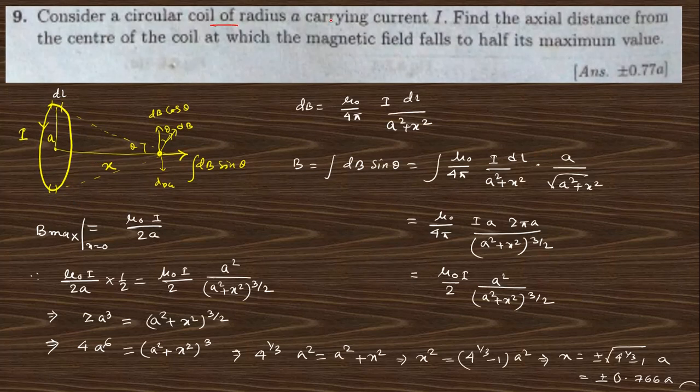Consider a circular coil of radius a carrying current I. Find the axial distance from the center of the coil at which the magnetic field falls to half its maximum value. So you need to find the distance at which the magnetic field will be half of its maximum value. So you need the general expression for the magnetic field at a distance x. So this is the coil carrying the current, and this is the distance at which we want to find the magnetic field due to this current loop. If you take a small portion of this loop dl, at this portion the magnetic field will be along that direction.